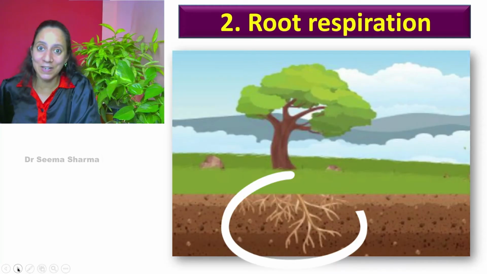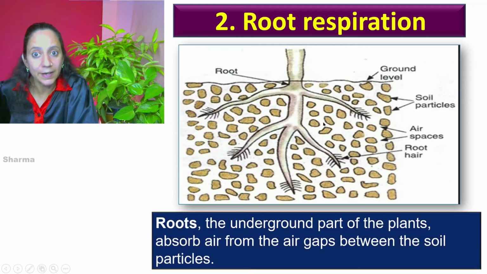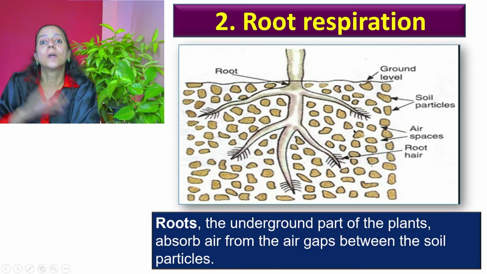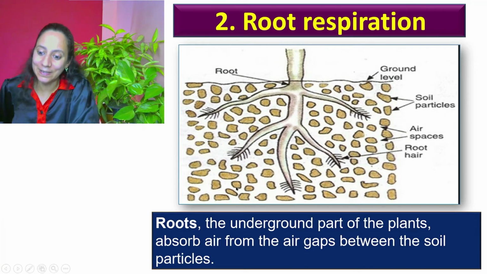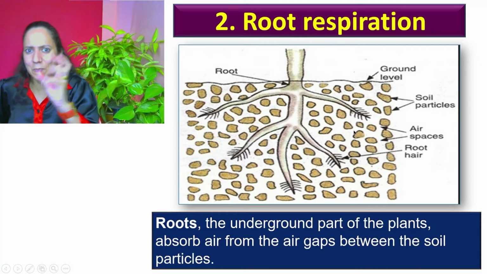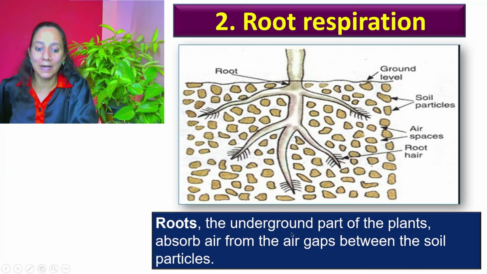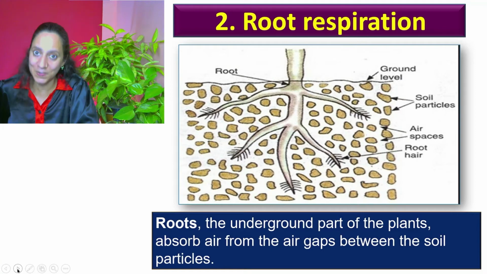How are roots doing respiration? Roots are the underground part of the plant. They are held firmly by the soil particles, and within these soil particles there are numerous very minute gaps. Those gaps are filled by air and water. So that air which is getting trapped in these minute gaps within the soil particles is utilized by the root cells for respiration.